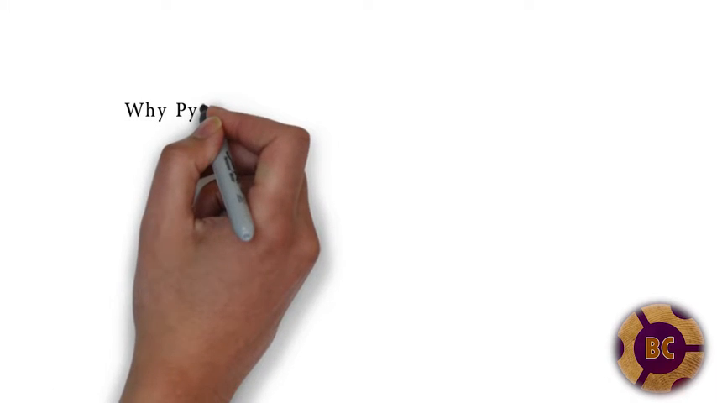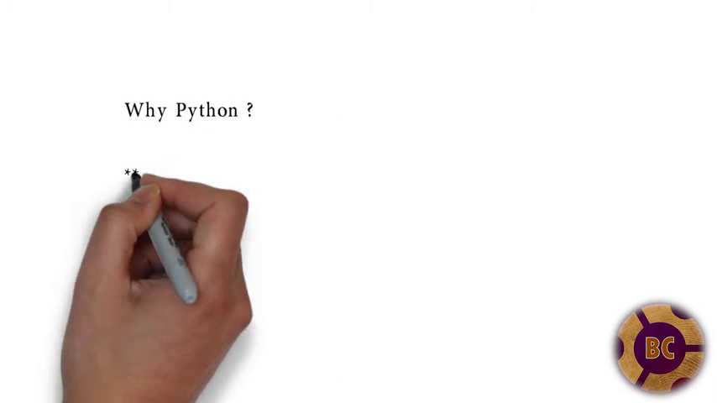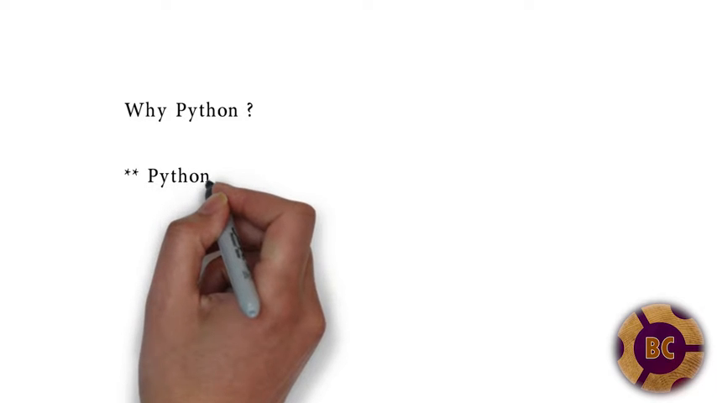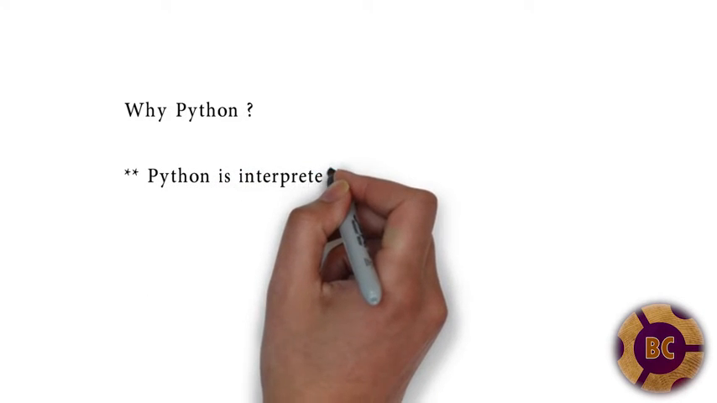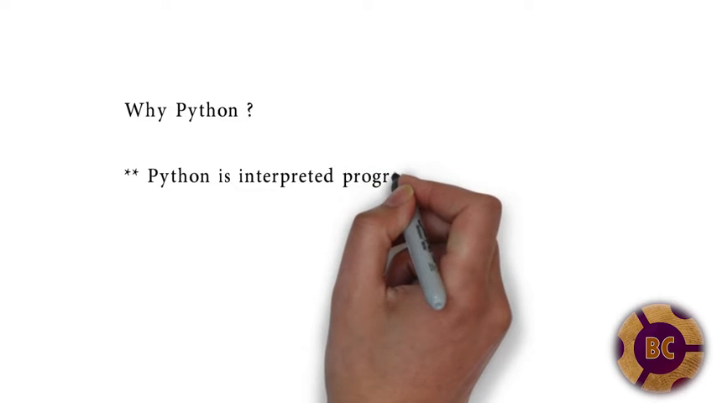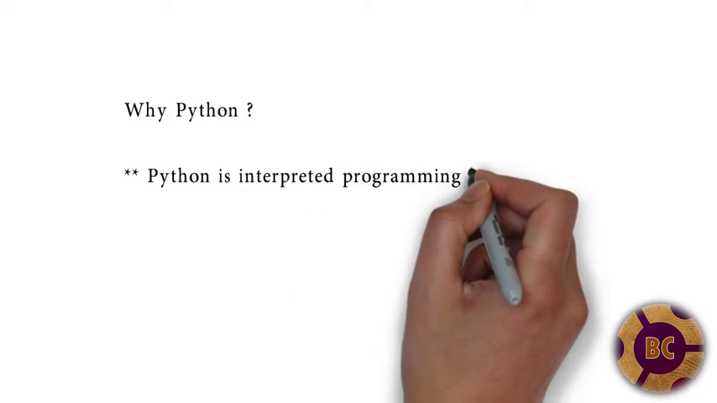The third question is, why Python? Python has many features. One: Python is an interpreted programming language. In an interpreted programming language, you don't need to compile the code. The code will automatically execute when you write it.